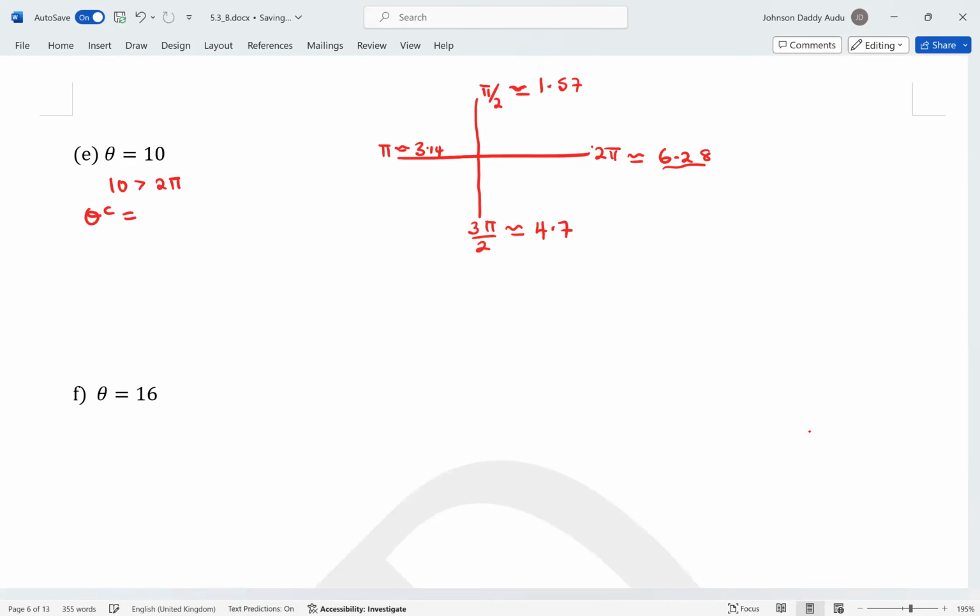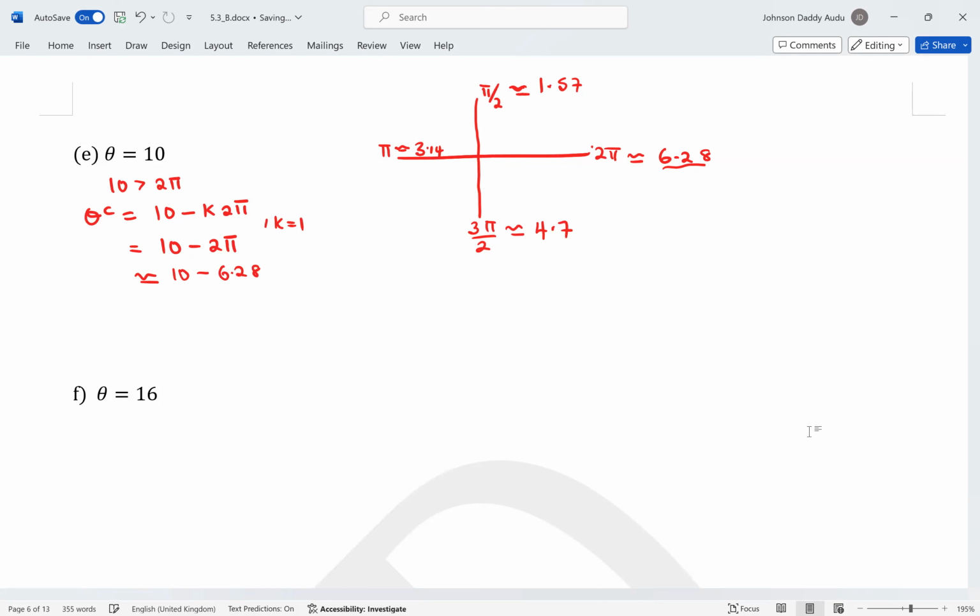So the coterminal is going to be 10 minus k2 pi, right? That is how to find coterminal. Then we can see what should be k. If we take k to be 1, is it enough? If we take k to be 1, we will have the coterminal is 10 minus 2 pi. Now, what is 10 minus 2 pi? This is approximately equal to what? 10 minus 2 pi is 6.28, right?